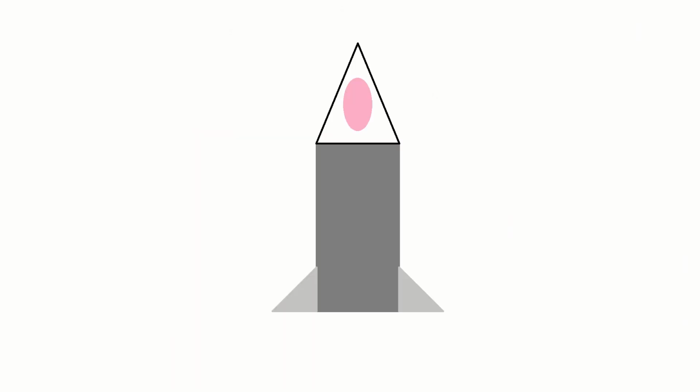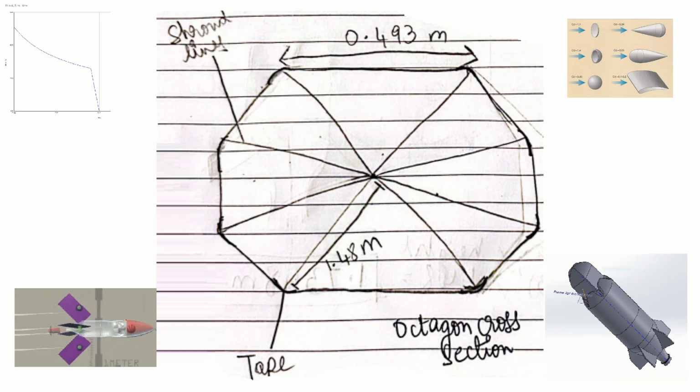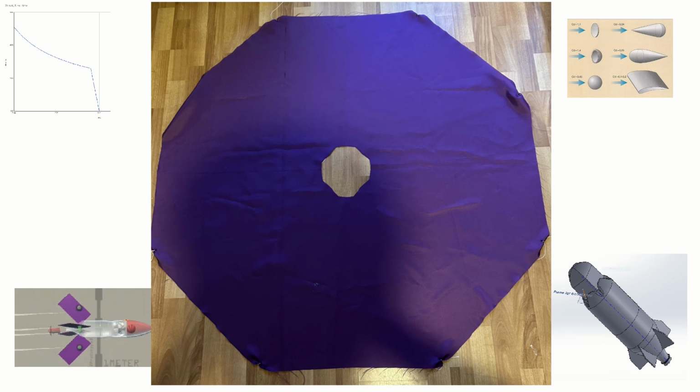This will be done by a process called drag separation, where the body of the rocket is accelerated downwards, away from the nose cone, due to aerodynamic drag. The parachute was chosen to be an octagon as it could be easily manufactured, and because of the C++ code, the size of the parachute was determined to be approximately 1.3 meters squared in area. This translates to an octagon with side lengths of 0.493 meters. The final parachute can be seen here.